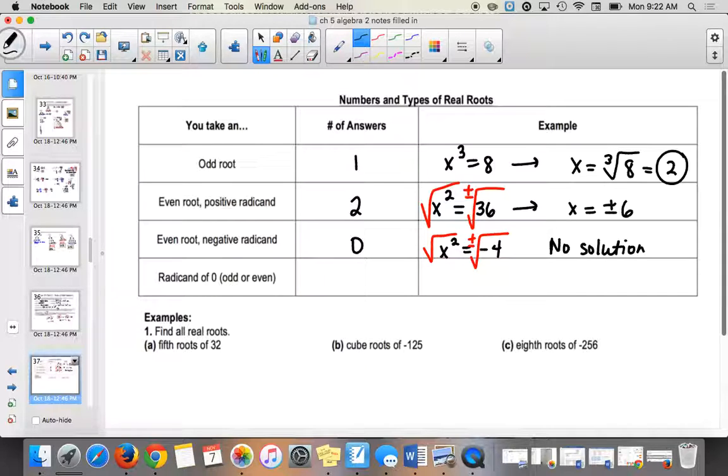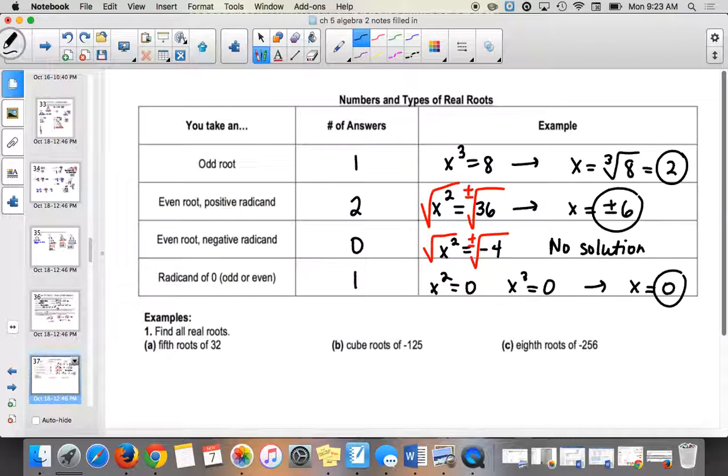And then the radicand of 0, if I had like x squared equals 0, or if I had x cubed equals 0, how many answers are there? There's just one answer, and what is that answer? 0. Exactly, so kind of keep that in mind. So if you have an even root, you're going to have plus or minus.